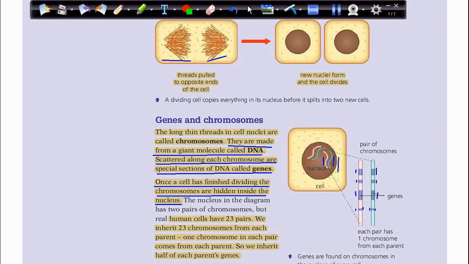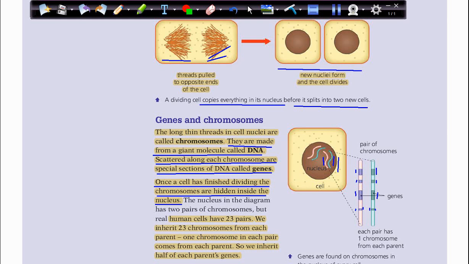So first, when the cells start to divide, long thin threads will come from each side and pull opposite to each other to divide the cell into new cells. Before this, they have to copy everything in the nucleus and then form two new cells. These long threads, as we said, are called chromosomes. What are these chromosomes? They are made from giant molecules called DNA. Scattered along this chromosome, special sections of this DNA are called genes.